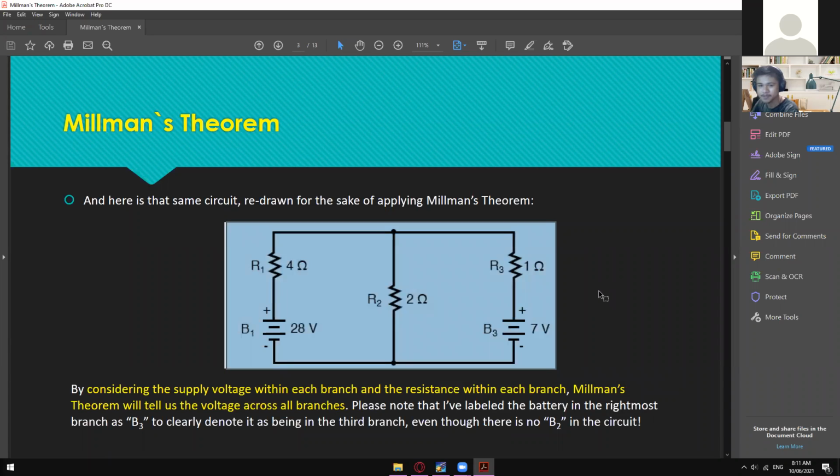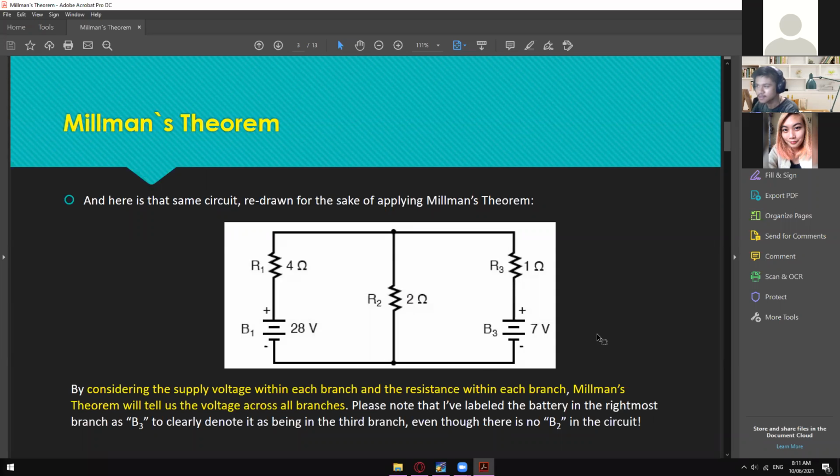So are we clear so far regarding this circuit of Millman's theorem? Yes, sir. All right. So again, I repeat, if it's 2 branches, you cannot apply Millman's theorem because that's just a series connection. The minimum is 3. So you can have 4, 5, and then 6 branches, and so on and so forth.